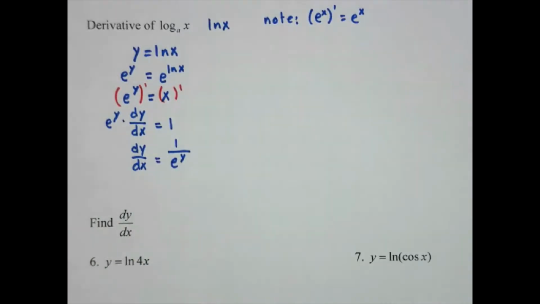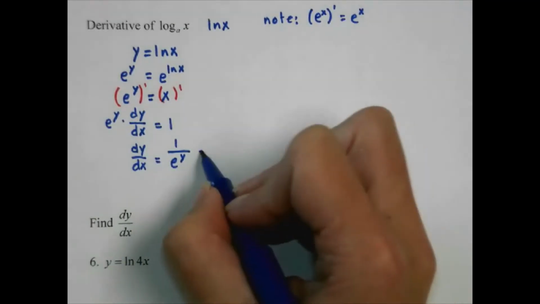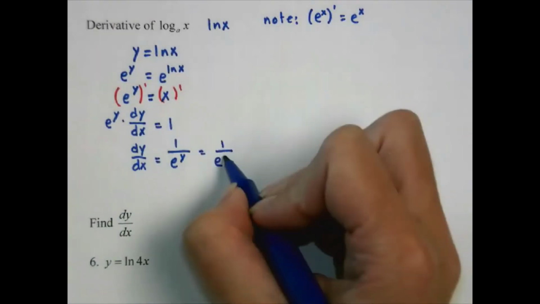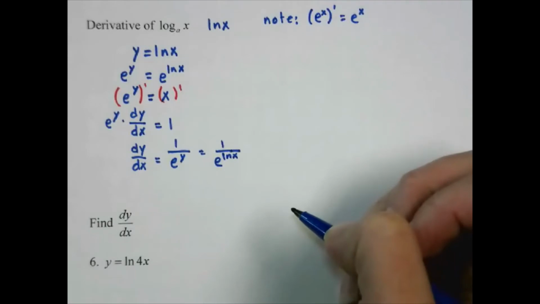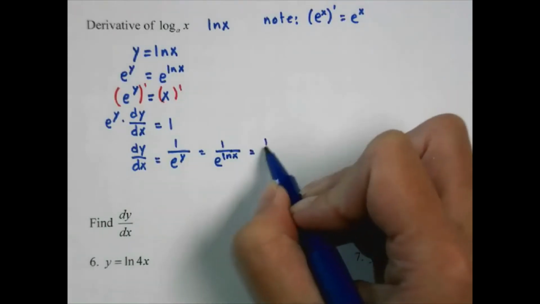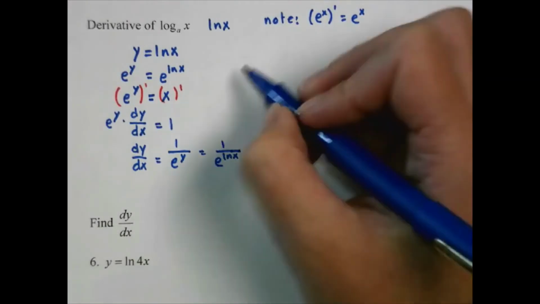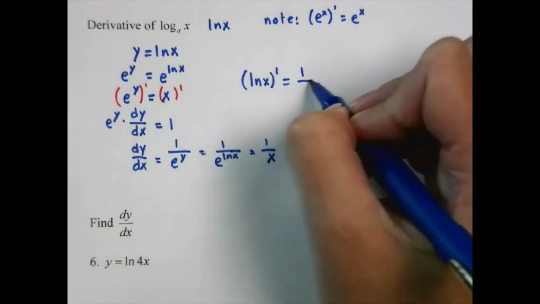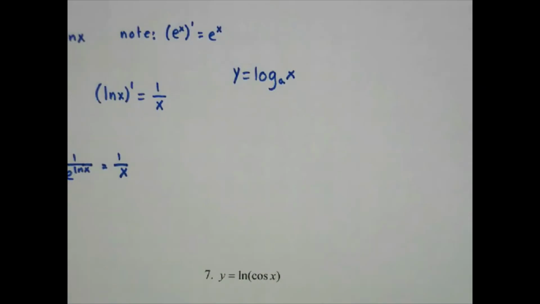We don't want it in terms of y, we want it in terms of x. So this is going to equal 1 over e to the y, where y equals natural log of x. And e to the natural log of x is x. So the derivative of natural log of x is a surprising 1 over x.